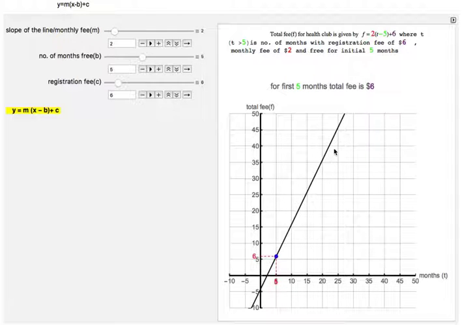So a question they might ask you is, how many more months would you have to be a member in order to pay this many extra dollars of a fee? They could say, how much more of a fee would you pay if instead of 12 months of membership with a registration fee of 6, 12 months of membership with a registration fee of 12? Or if the monthly fee increased or decreased, how does that affect the total fee?